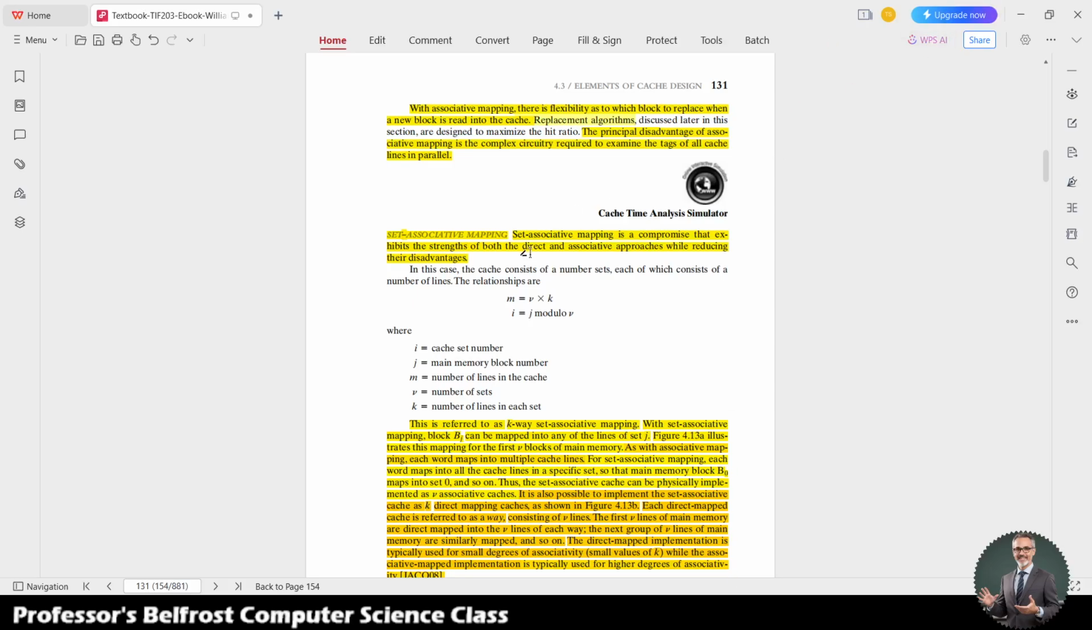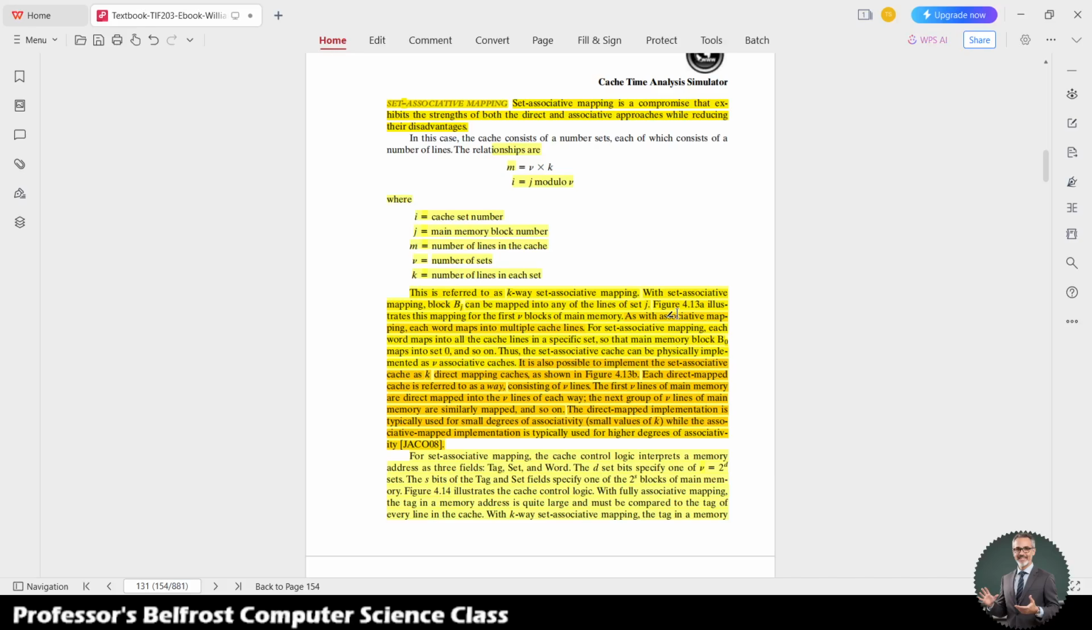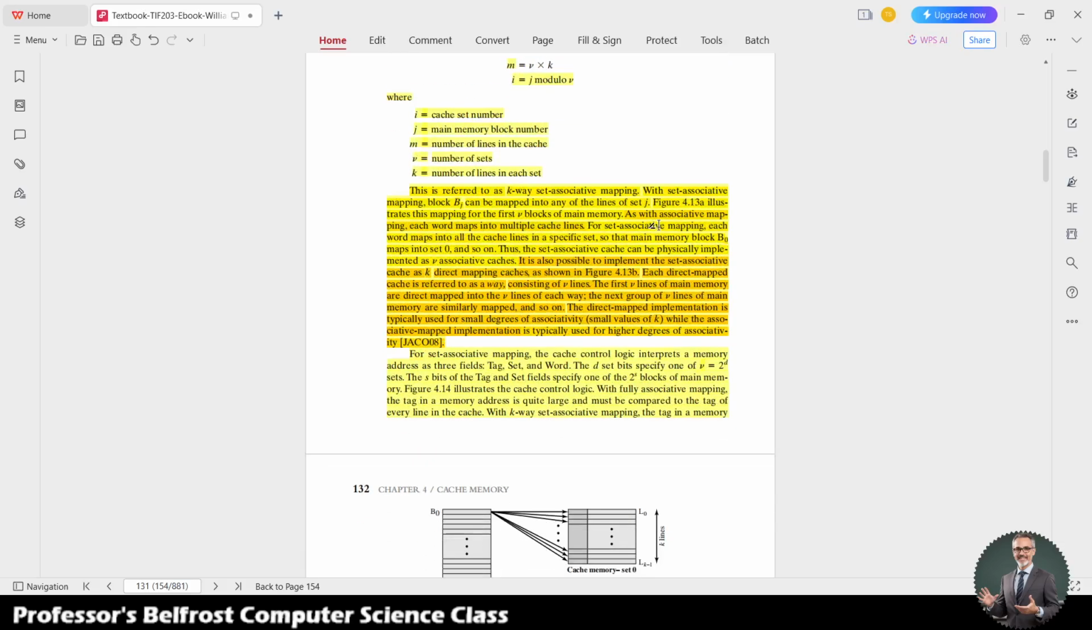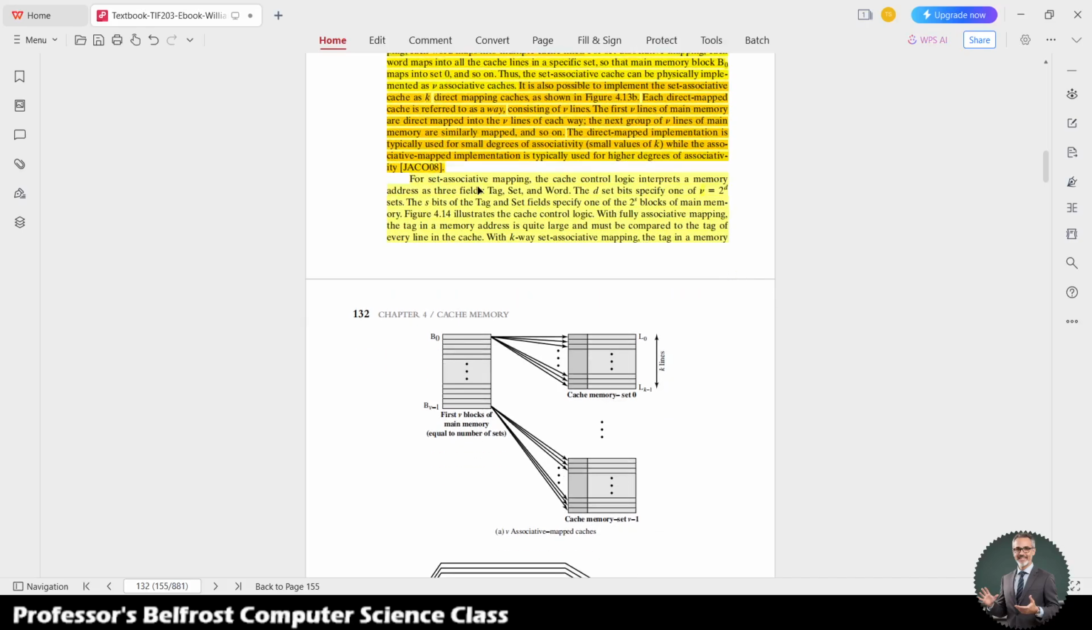And this third one is set associative mapping. This is a compromise that exhibits the strengths of both the direct and associative approaches while reducing their disadvantages. The relationship is this, and set associative mapping is also called k-way set associative mapping. For set associative mapping, the cache control logic interprets a memory address as three fields: tag, set, and word.